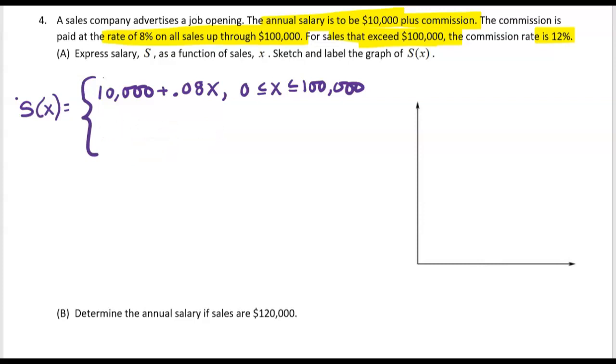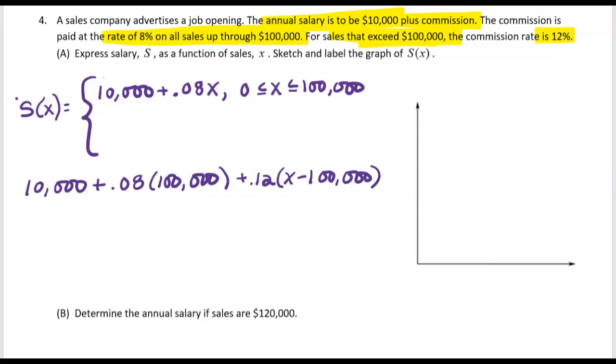All right, so what is going to happen is they're going to pay you the $10,000. Okay, they're going to pay you the 8% on that first 100,000 of sales. And then they're going to pay you 12% of the sales that are over the 100,000. So that will be x minus 100,000. Okay, and if we clean this up right here, that gives us 18,000. So we can say 18,000 plus 0.12 of x minus 100,000.